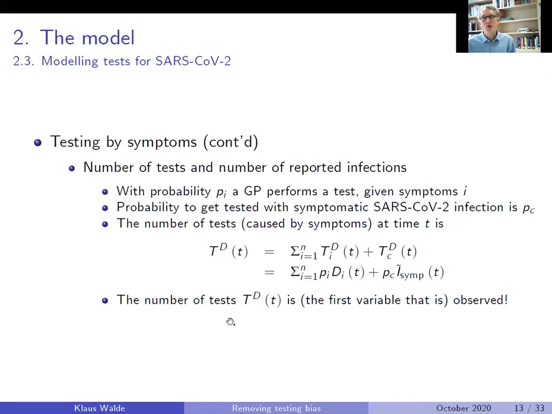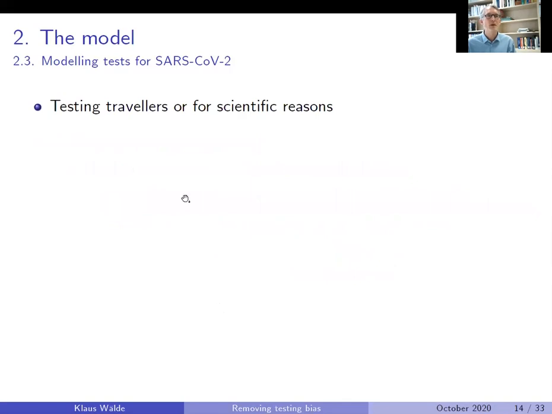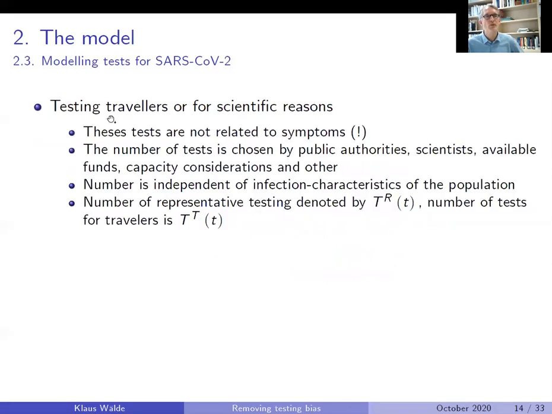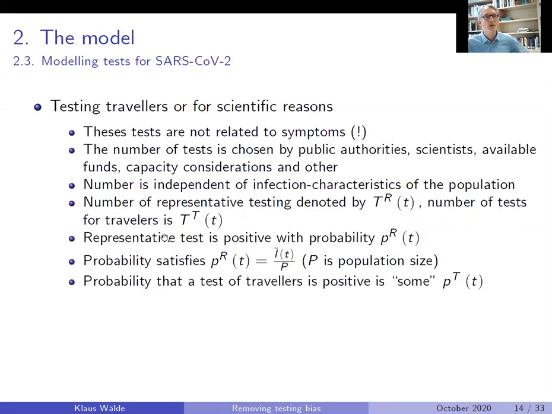Okay, so as I said before, the number of tests, TD, is really the first variable that is observed. Now we test travelers or we test for scientific reasons. These tests are not related to symptoms. The number of tests is chosen by public authorities, scientists, by available funds for research projects, by capacity considerations, and many other things. So this number is really independent of infection characteristics of the population. And we denote these numbers by TR for representative testings and by TT for testing travelers and all the other tests that are going on.